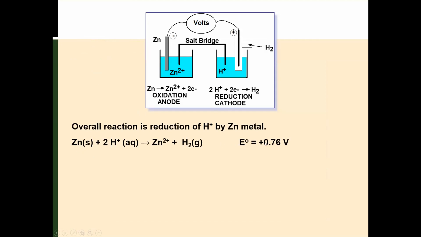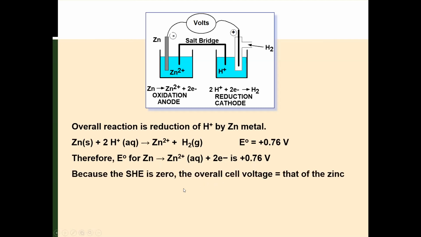So the overall cell potential is 0.76 volts. So the zinc for that, the oxidation is 0.76 volts, or the reduction potential is the opposite of that. So when we look this up in the table, we're not going to be able to find this oxidation. We will find the reduction, and we'll need to switch the sign.